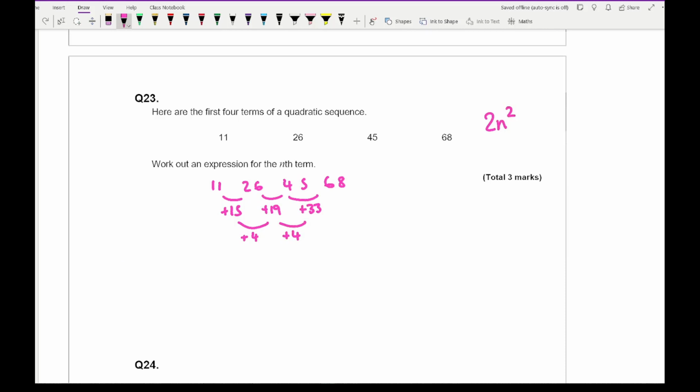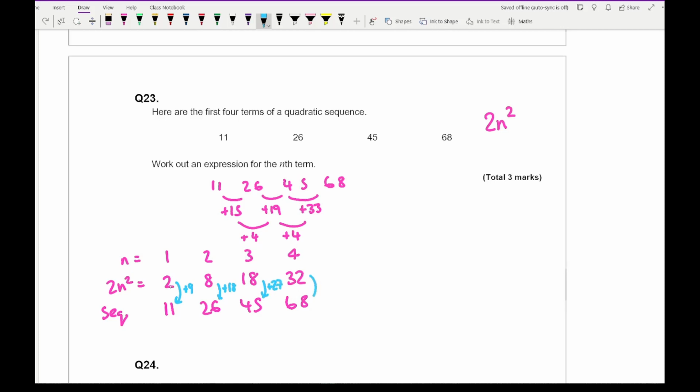Now with 2n squared, if n equals 1, 2, 3, 4, our 2n squared numbers are going to be: 1 squared is 1, times 2 is 2; 2 squared is 4, times 2 is 8; 18; 32. And then I've got the numbers in the sequence, which are 11, 26, 45 and 68. So the next thing I need to do is work out the difference between these numbers. So there I need to add 9, there I need to add 18, this I need to add 27, and this I need to add 36.